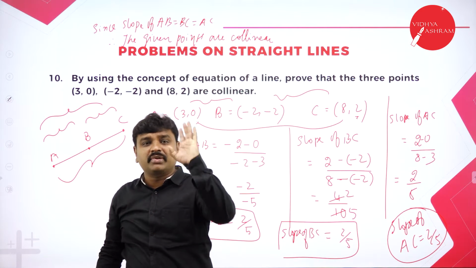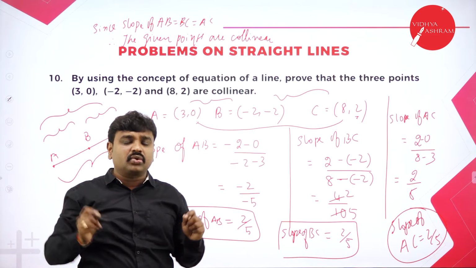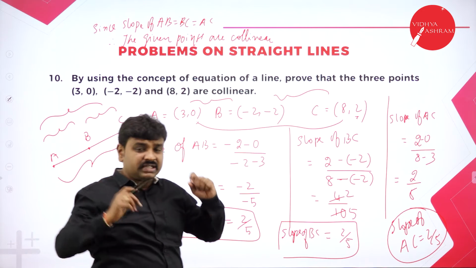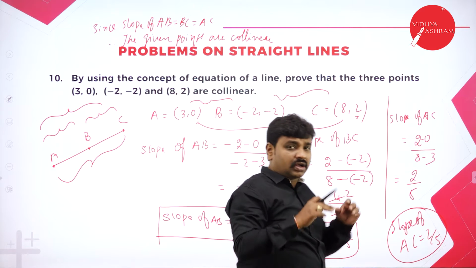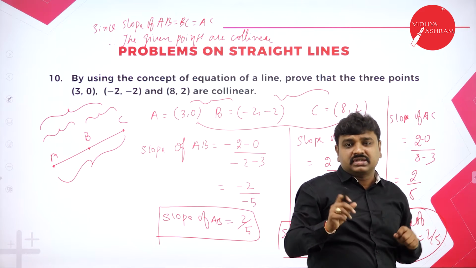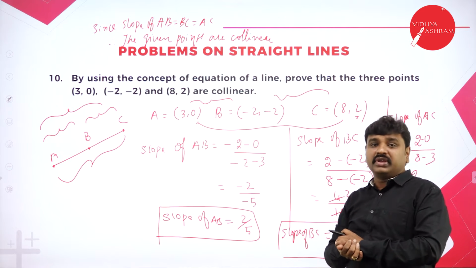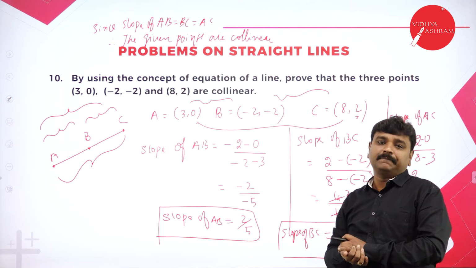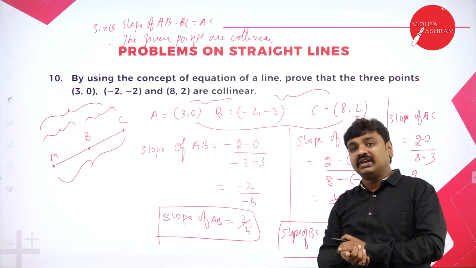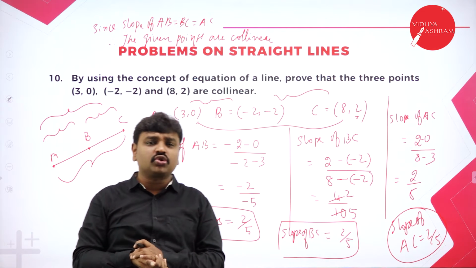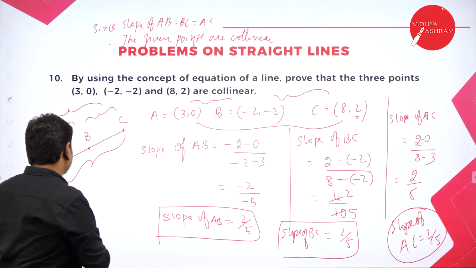And using the distance formula, you have proved in high school that if A, B, C are collinear, then AB plus BC is equal to AC, or the longest distance is equal to the sum of the other two distances. That's what we have proved. But now we are proving this by the slope method. They want you to use the concept of line. You know the concept of equation of line contains slope. How to find the slope of a line joining points? It is a very simple concept we use.